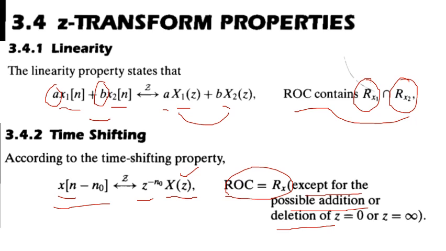So for example, if I have z raised to the power minus 1, it means that we are adding a pole at z equal to 0. But if I have z to the power 1, it means that I'm going to add a zero at 0. Let's move on to the next slide.